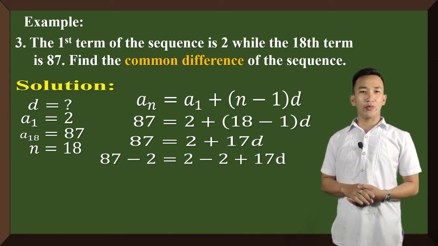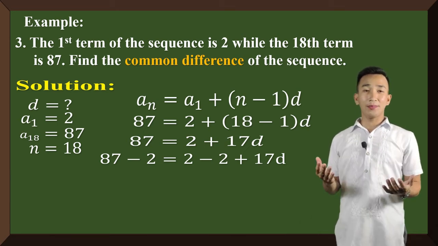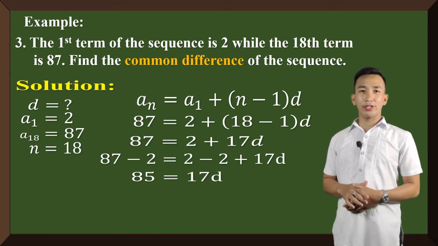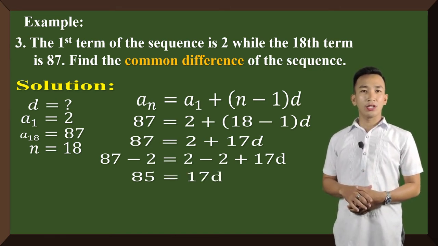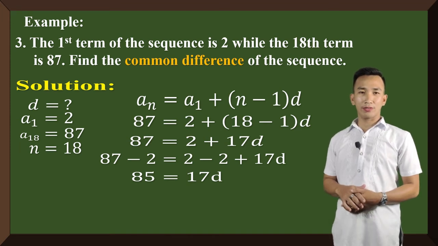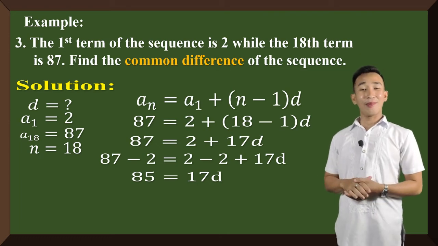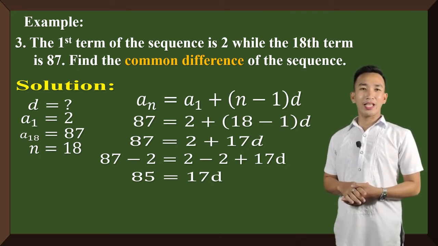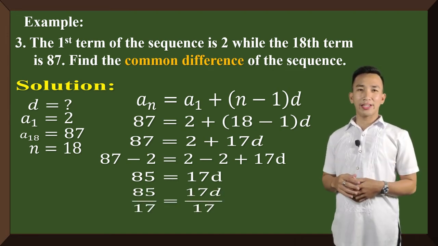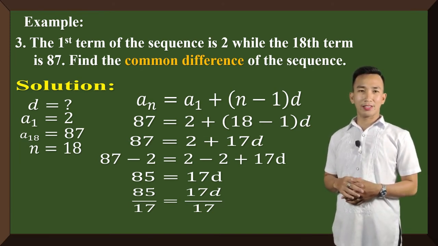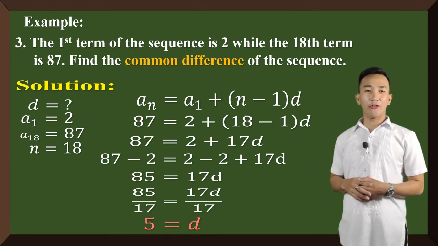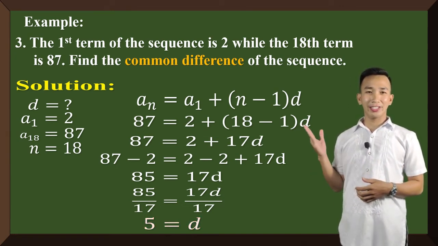87 minus 2 equals 2 minus 2 plus 17d. Simplify. 87 minus 2 is 85 equals 2 minus 2 is 0, and then bring down 17d. Next, apply division property of equality to eliminate the coefficient of 17d. 85 divided by 17 equals 17d divided by 17. Simplify. Therefore, the common difference is 5.